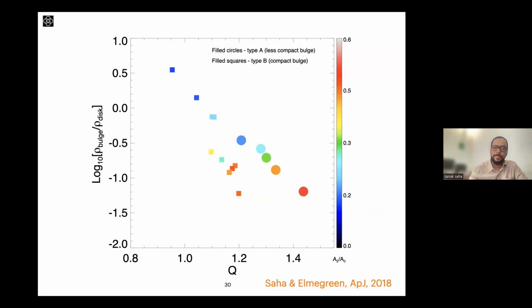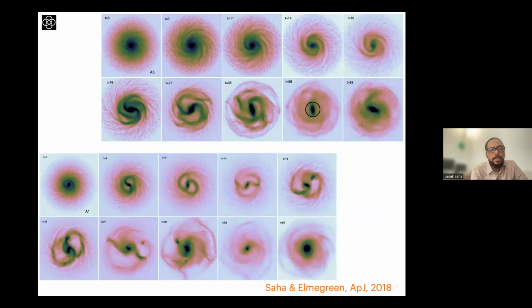And when you see it in A1, this has a compact bulge. It forms spiral arms, which kind of fragment. And there seems to be, again, an in-spiraling of the clumps that got out of the fragmented spiral arms. And at the end, you don't seem to grow a bar, a clean no-bar case.